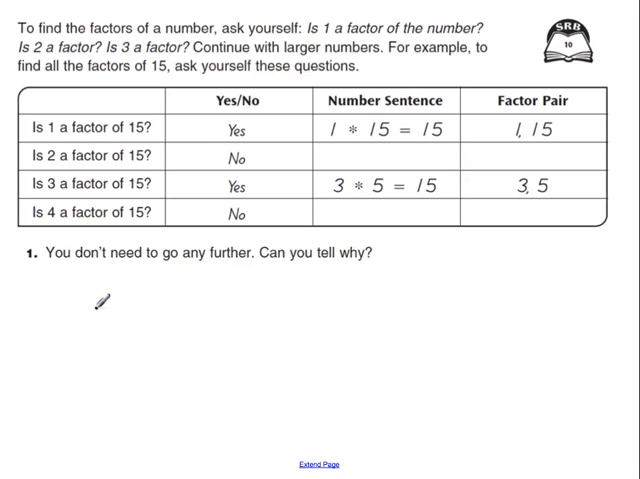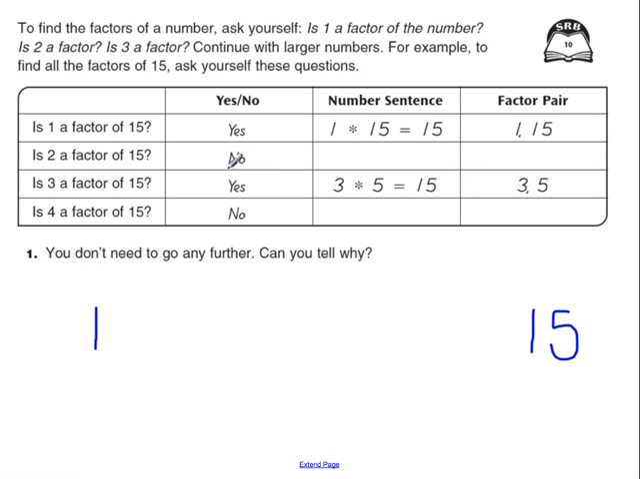So if I'm making a list of these numbers, I'm going to put down my 1, and I'm going to put down my 15, since they're a pair. But I'm going to spread them out like this because I know that 15 will be the largest factor of 15. That makes sense, doesn't it? The largest factor for a number will be that number. Okay, so I did 1. Move on to 2. Is 2 a factor of 15? No.